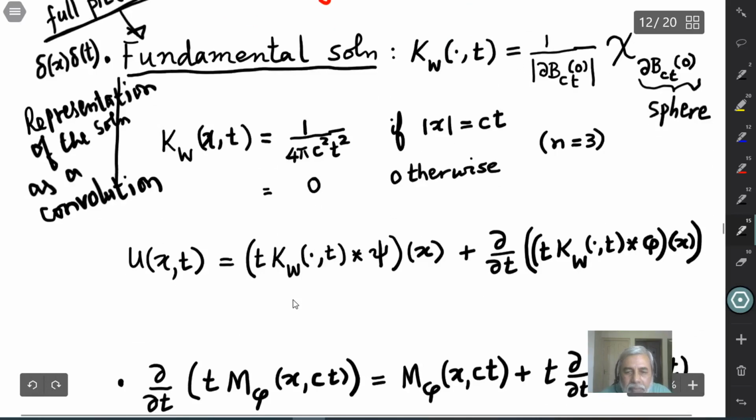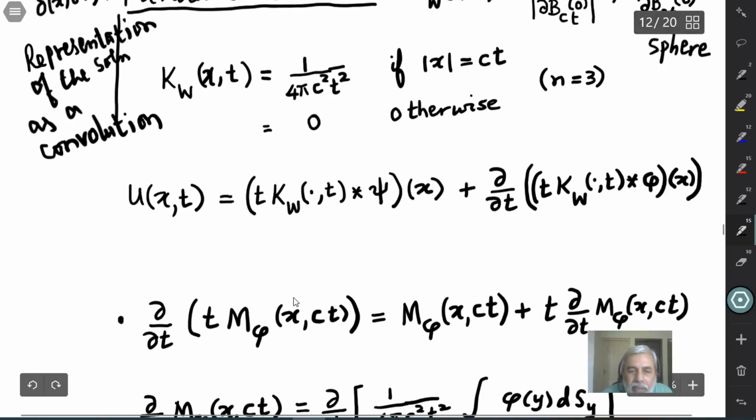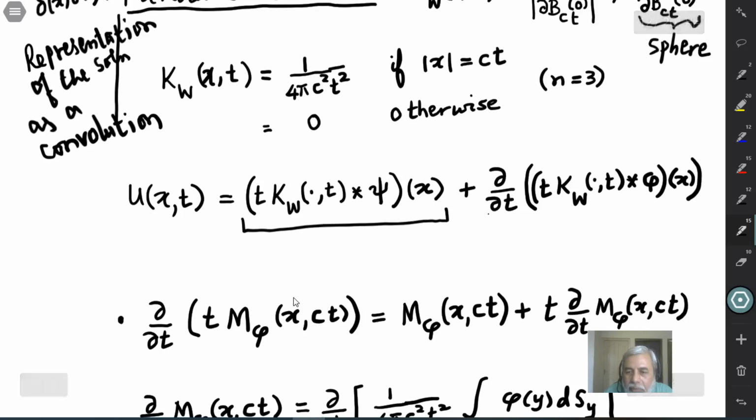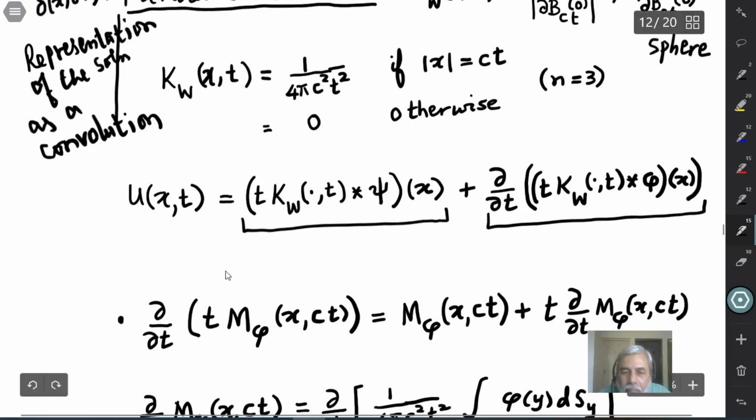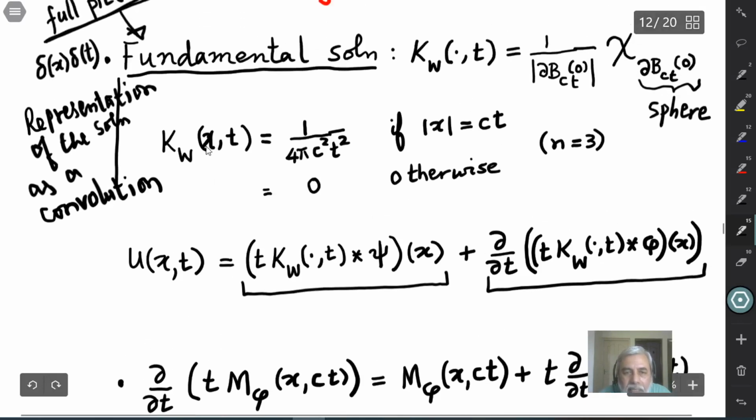Okay, so this part comes from the data psi, and this part comes from the data phi. Okay, so that is just the main aim of introducing this thing. So we can write the solution as a convolution. Okay, so that's the main aim.